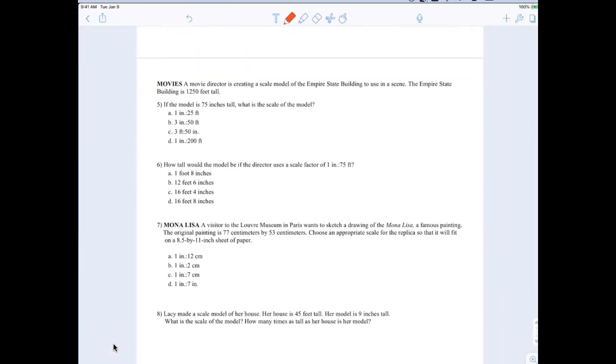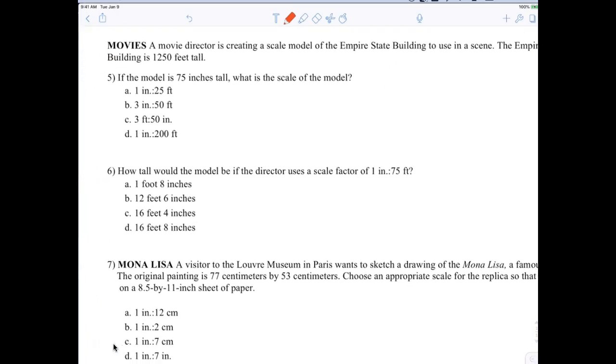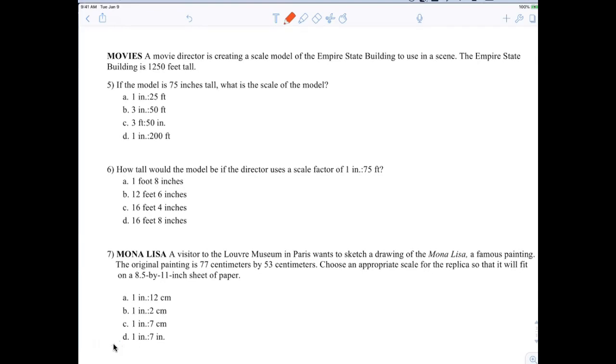All right, here we go. Let's see number 5. Now it says a movie director is creating a scale model of the Empire State Building. The Empire State Building is 1,250 feet. The model is 75 inches tall. Now, I just think it's important to look at the choices. All right, so we want 75 over what? 75 over 1250. Now, can I remove the units? No, because it would be inches to feet.